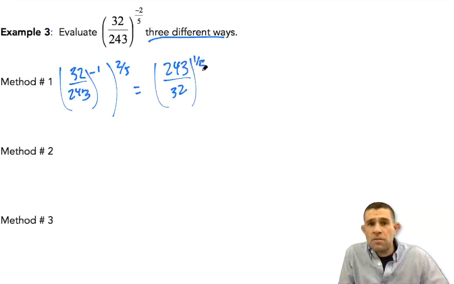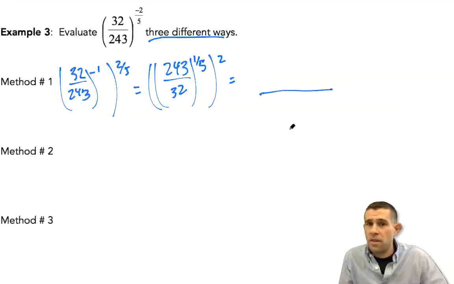Now we're going to take the fifth root of that and square it. So go ahead and finish that off, taking the fifth root of both the numerator and the denominator, and then square both the numerator and denominator. The next method you can set up is 32 over 243.